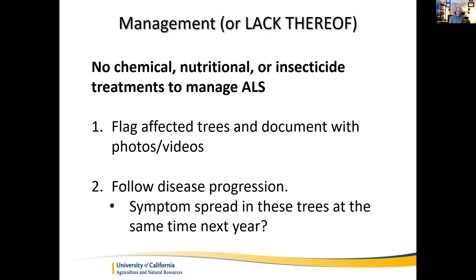Management, or really lack thereof. There really isn't much in the toolbox here. There's no chemical or nutritional insecticide treatments for the vectors. Really none of that has been shown to be efficacious. So we're in the mode of flagging any affected trees, taking a photo or video and documenting exactly what that tree looked like on that date, and then coming back the next year. Has it spread? Is this becoming more of an issue? Is this tree declining? Track it that way.